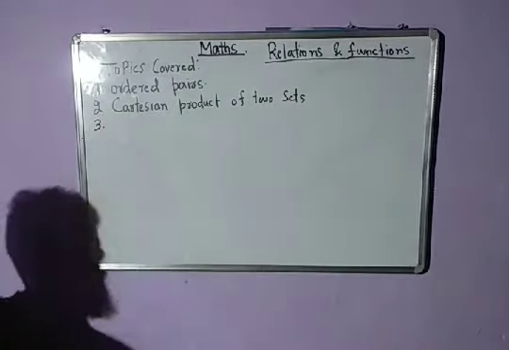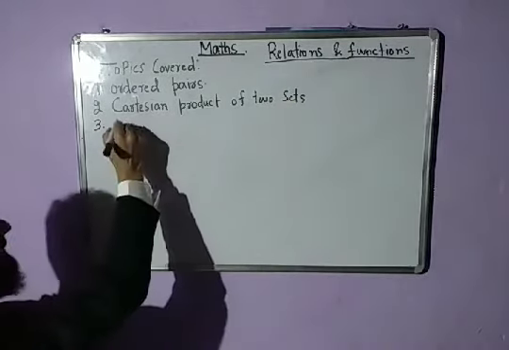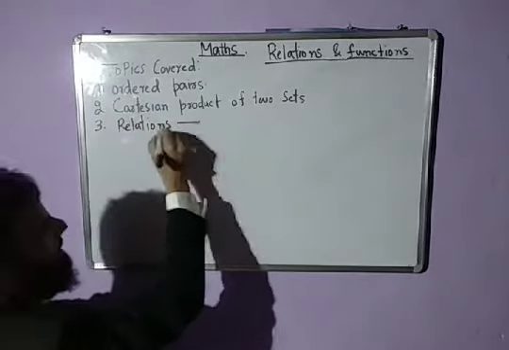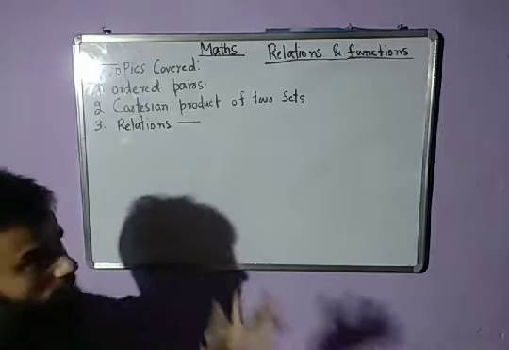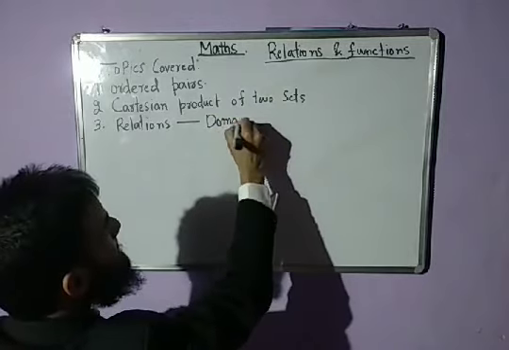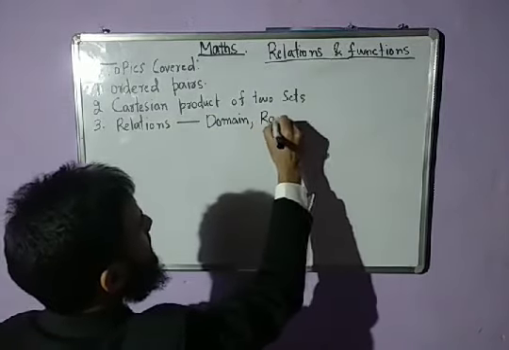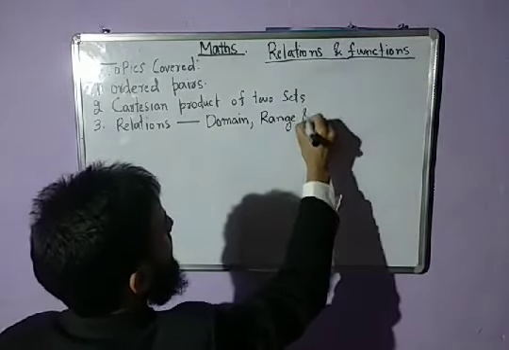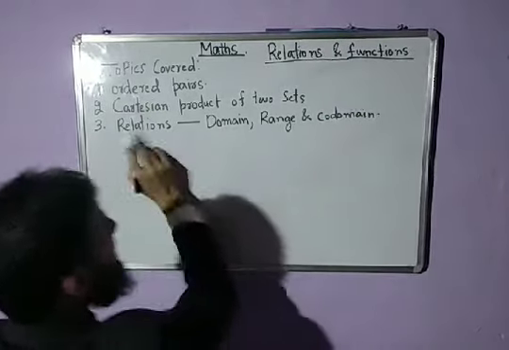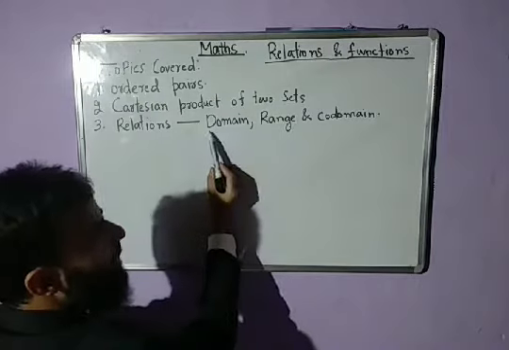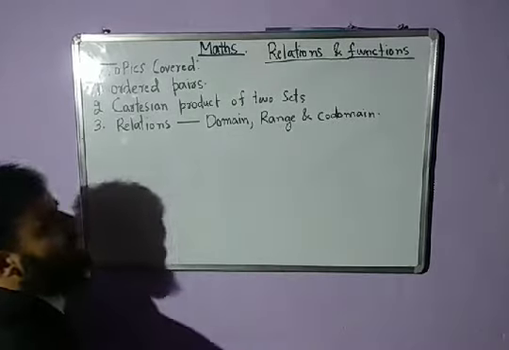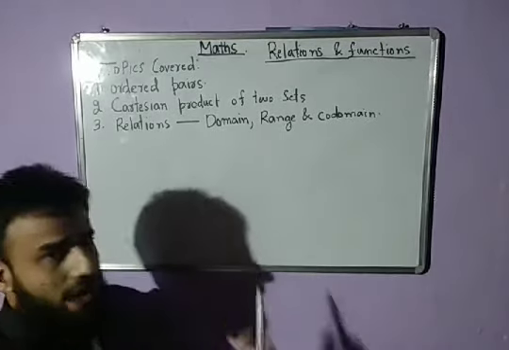Then we'll discuss the relations, which is very important. In relations, first we'll understand the topic of relations, then we'll see the domain, range, and codomain. Under the topic relations, there are some subtopics: domain of a relation, range of a relation, and codomain of a relation. Also, we'll see what we mean by image and pre-image.